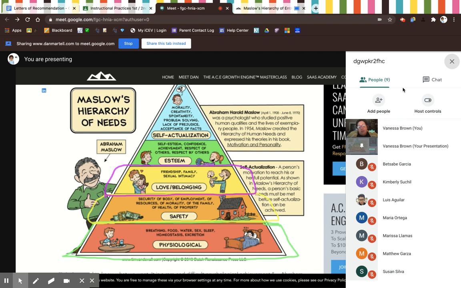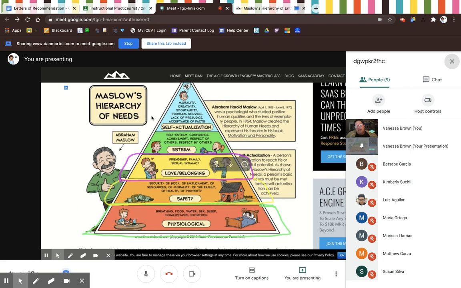Because those are the people that are posting on Facebook that they know better than doctors because they YouTubed it or whatever. So that is esteem.